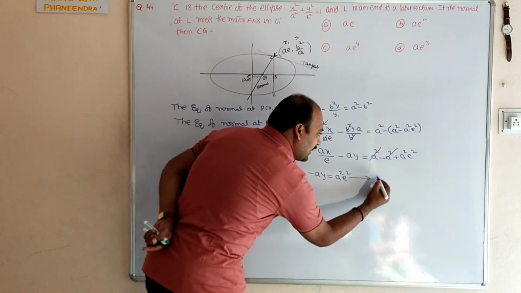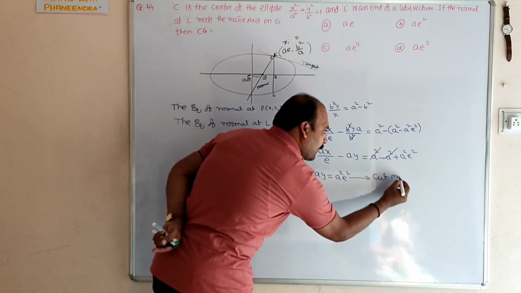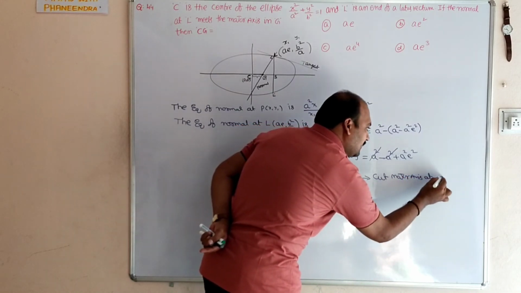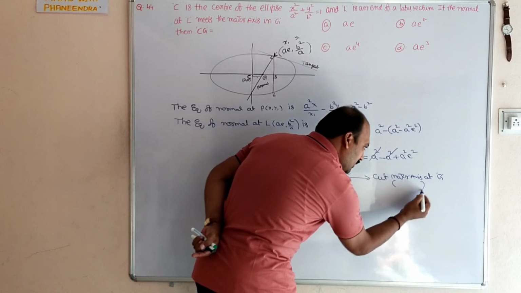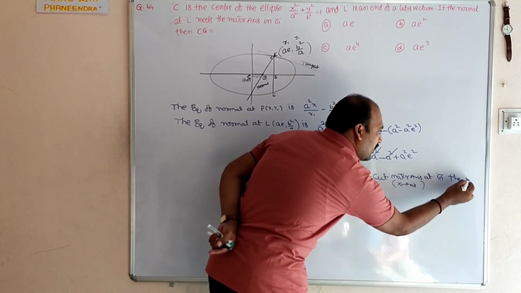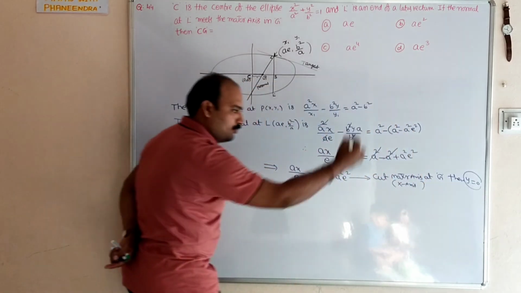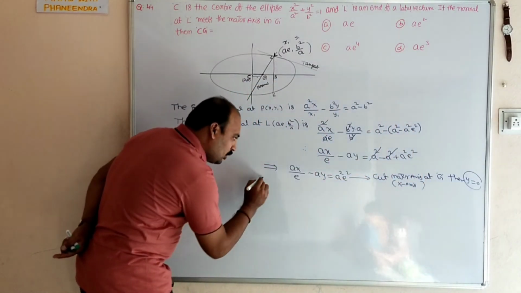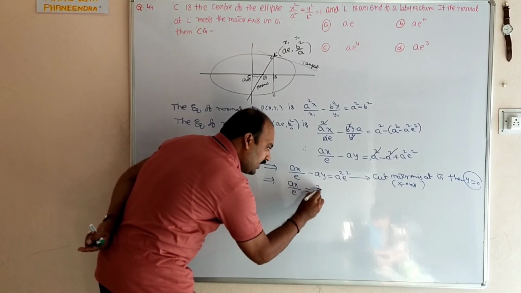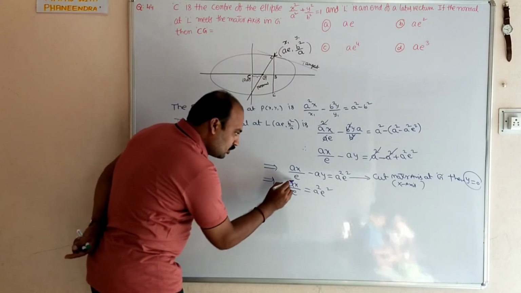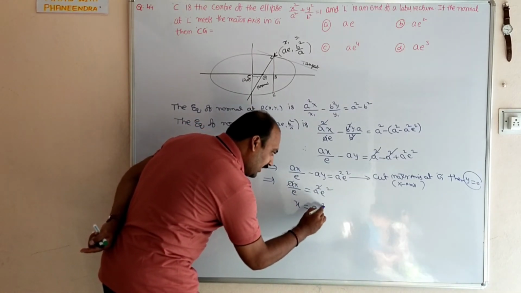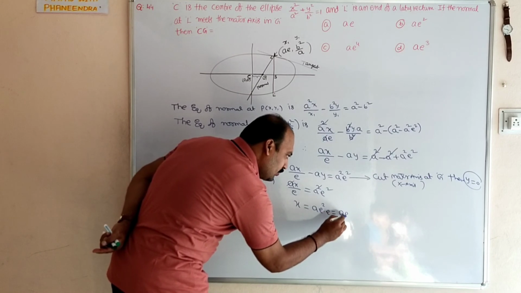This equation cuts the major axis at G. Major axis means what? Here the x axis itself. On the x axis, the y coordinate is 0. Then y is equal to 0. This is a very important point. So whenever y is equal to 0 here, ax by e is equal to a square e square. So a and a get cancelled. x is equal to a e square into e, that is equal to ae cube.